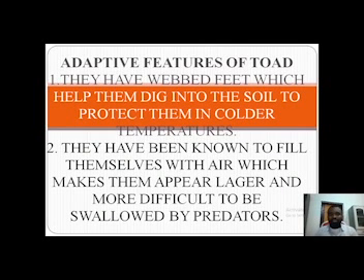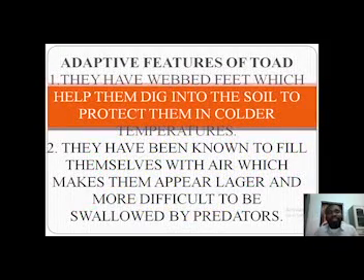Oh, toad. Have you seen a toad before? Toad is similar to frog. They have webbed feet. You know, toad stays in a moist area, swampy place, stagnant water, moist environment.